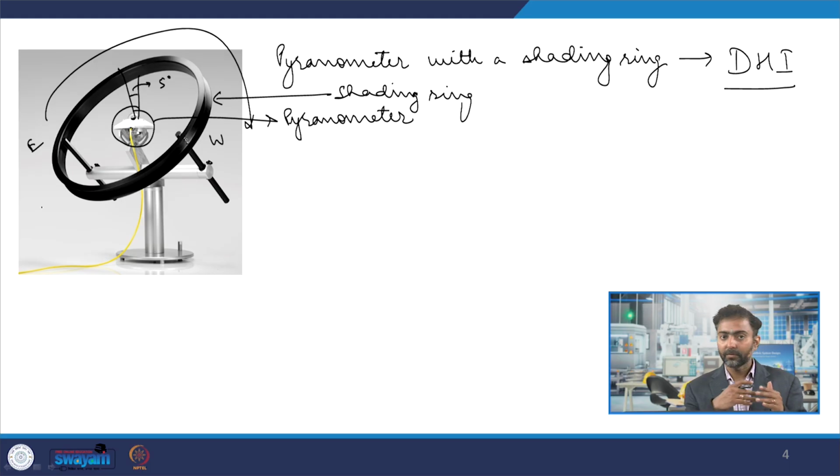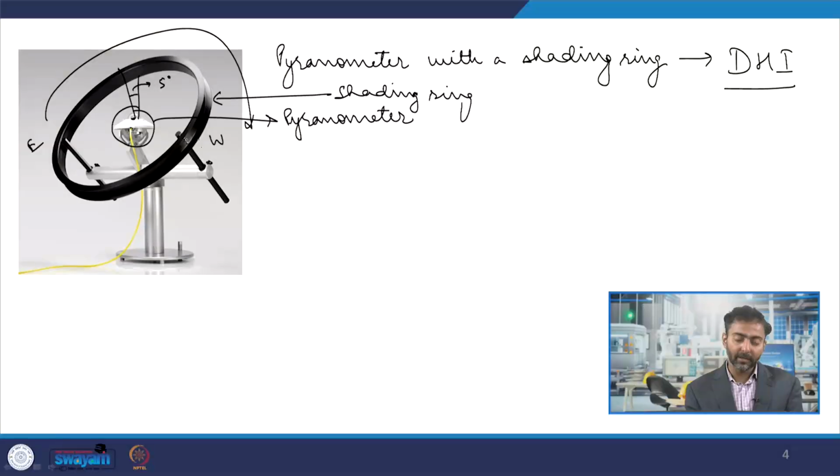So instead of tracking, we don't need a tracking mechanism here. It is just a static sensor, and the shading ring orientation is adjusted in such a way that on a given day, as the sun goes from east to west, throughout the day the beam component is cut off from the sensor, and only the diffused radiation is reaching. And then you may ask, what about the north to south movement of the sun, because east to west is on a daily basis. As we discussed just now, there is a north to south movement for an observer on the earth.